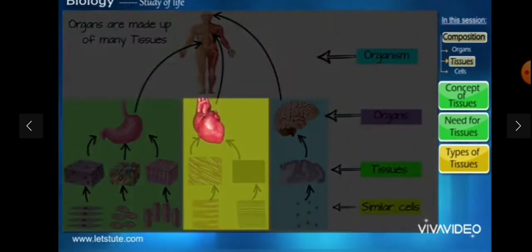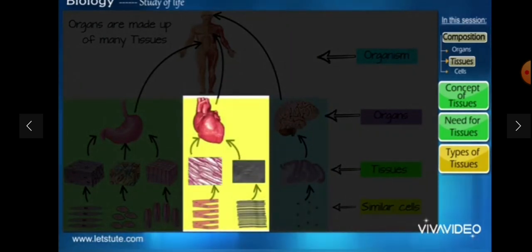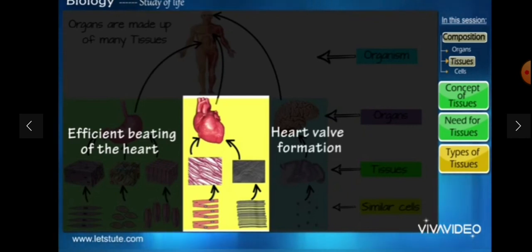The heart, for example, is an organ made up of two different types of tissues. One type of tissue has similar cells which come together to perform a common function, which is the efficient beating of the heart. And the second type of tissue has a different group of cells which come together to perform the function of forming the valves or the non-beating parts of the heart. And these two tissues together help in the efficient pumping of blood by the heart.